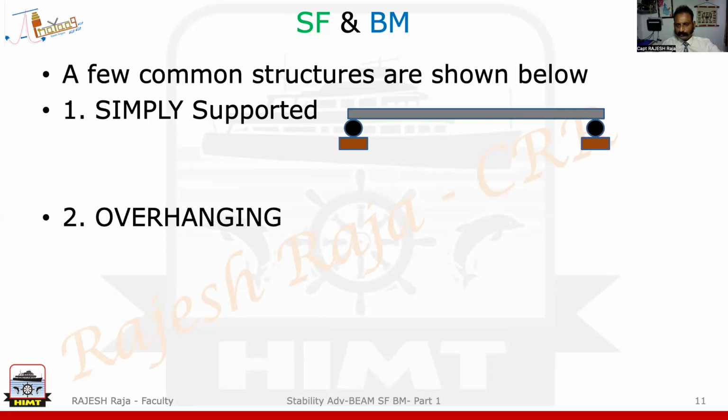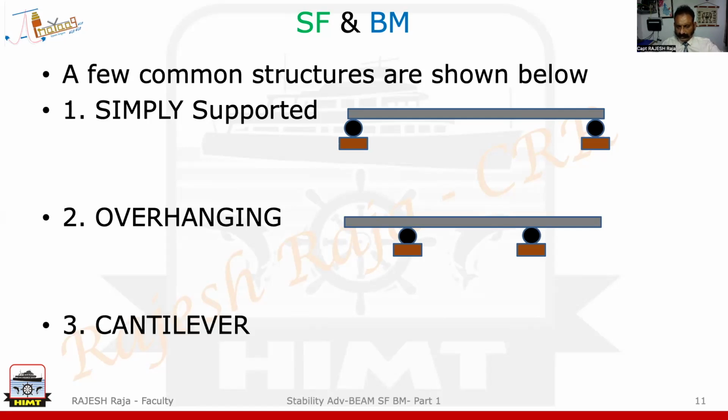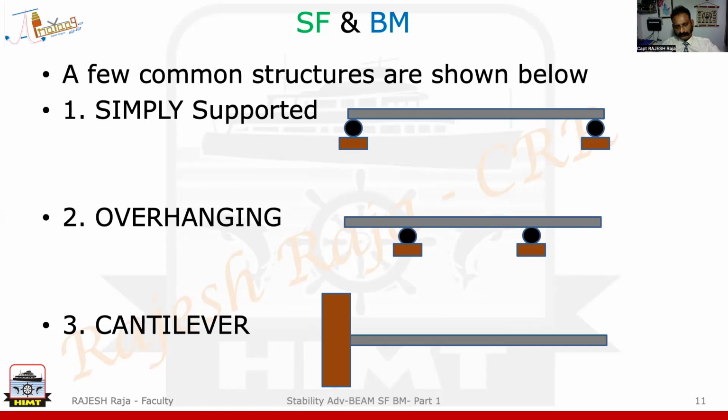Now I have something called overhanging. You will see the supports will come little bit inwards for the same beam, and they are not at the ends, so it is called overhanging because the ends are over. And the last one, which is very common for you in exams and even in your common day-to-day life, is cantilever. Cantilever is somewhat looking like this. It is supported at one end and the other side is free.